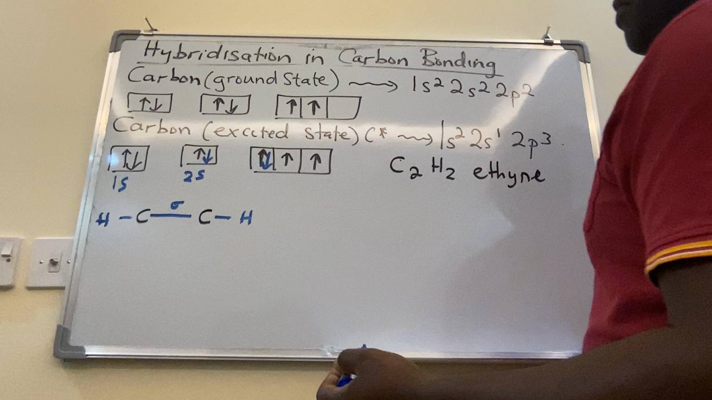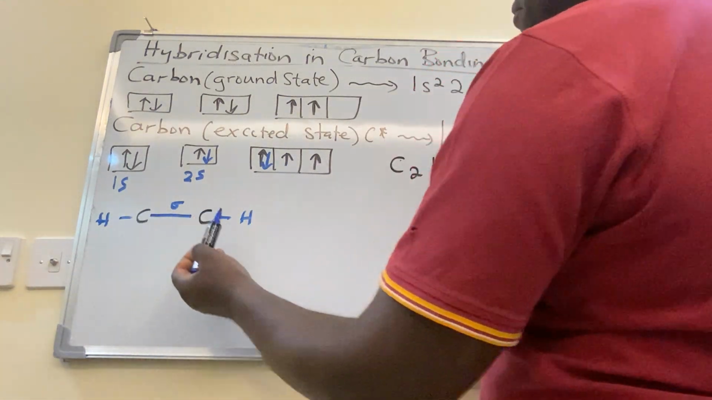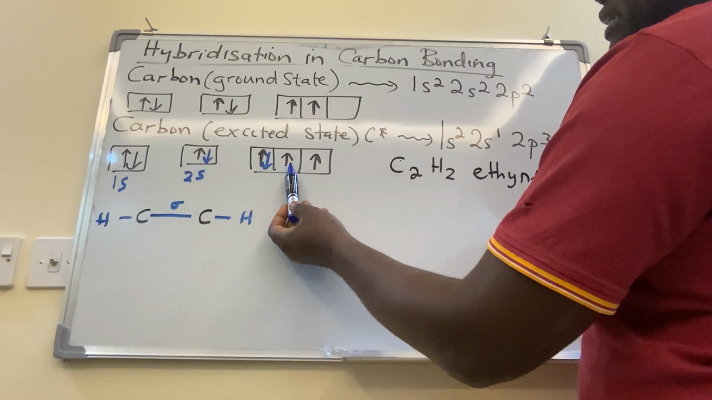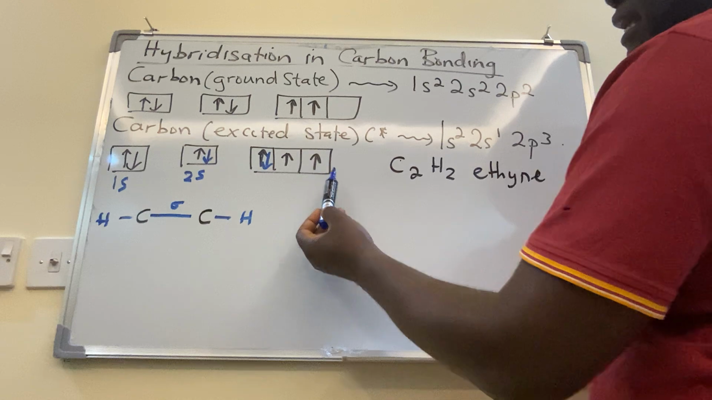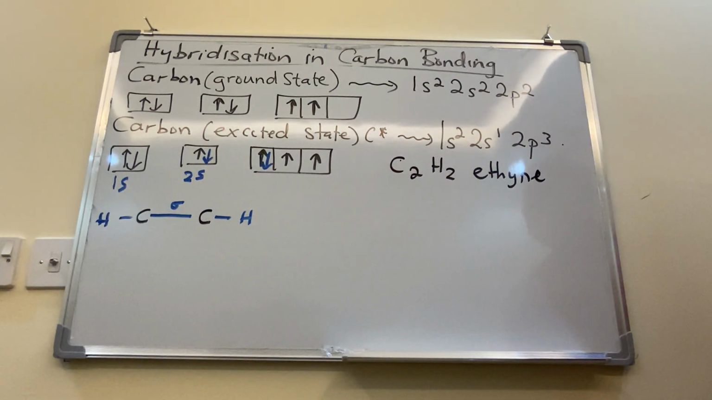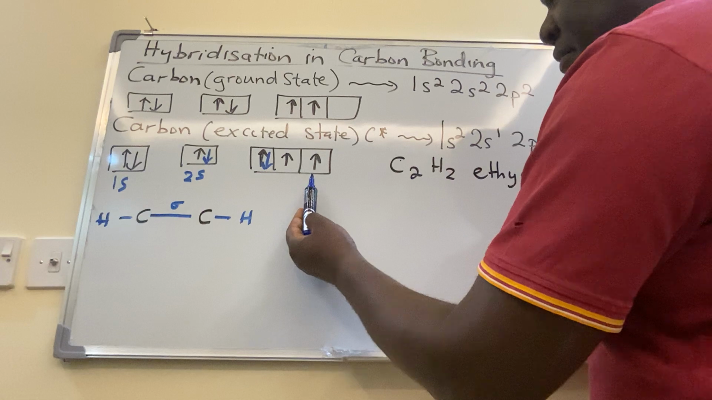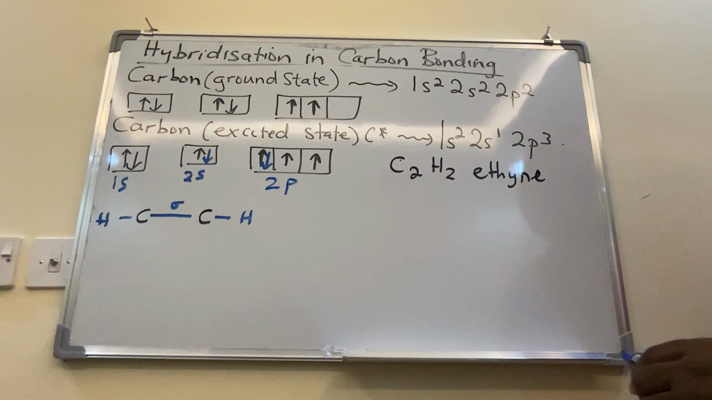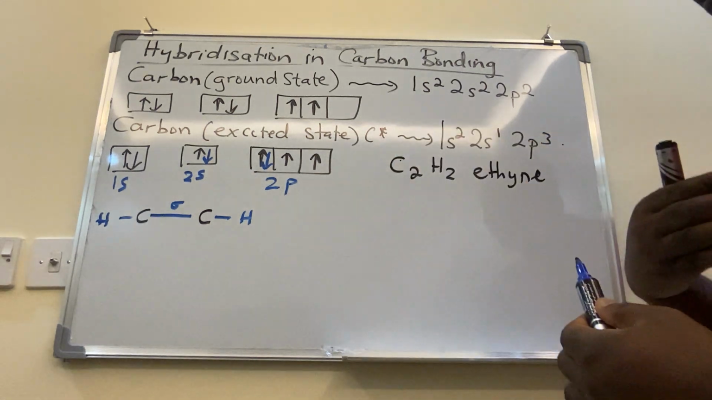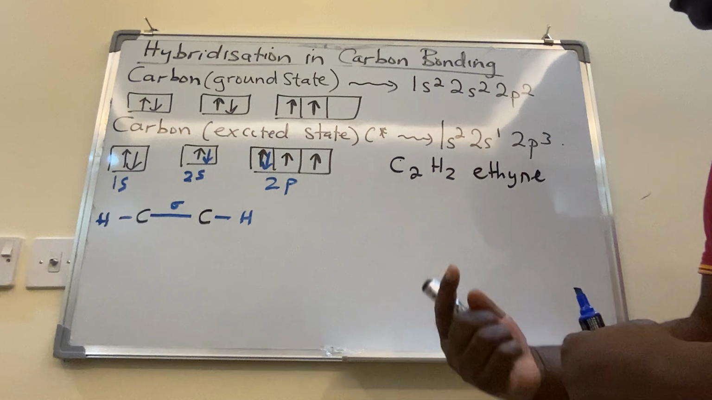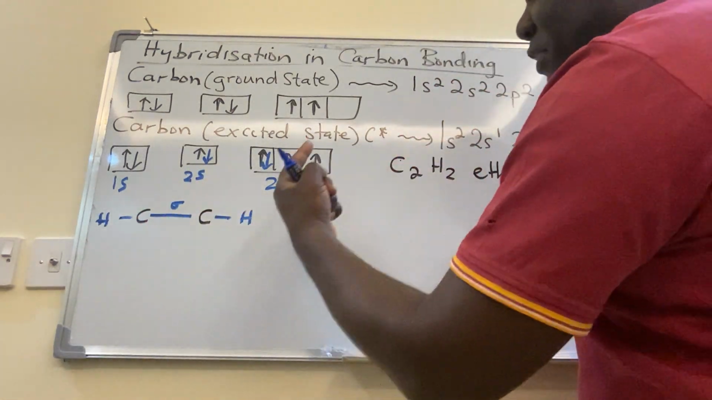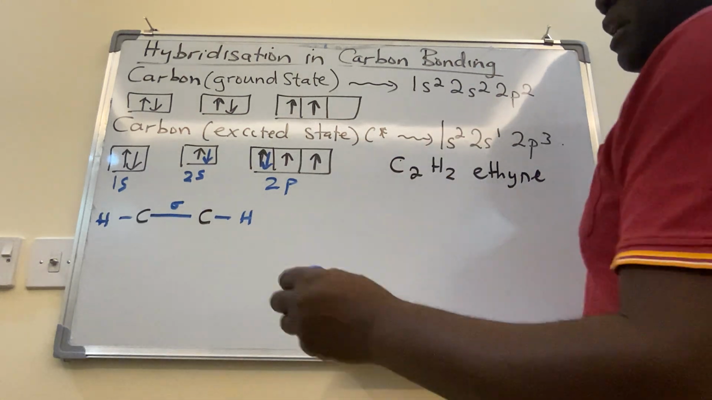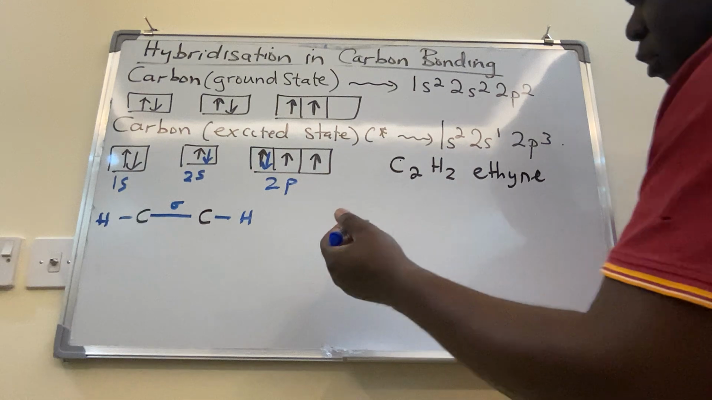Do you see what is happening now on each carbon atom? We are going to have this electron that is not going to participate in bonding, and also that electron is not going to participate in bonding. So we now have two electrons from the 2p not involved in bonding at all. Just to take you back, when we discussed alkenes, we only had one electron not involved in bonding on each carbon atom. Now we have two electrons not involved in bonding.